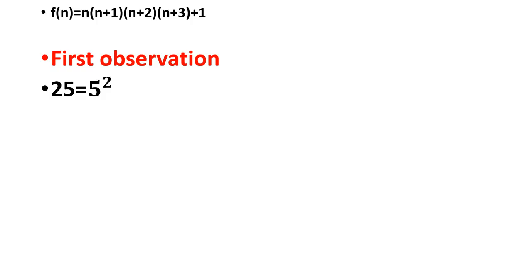The first observation I have is that 25 is equal to 5 squared, so it's a complete square. Then the first thing that came to my mind is whether it is possible to write f(n) as a complete square or not. I need to use a trick to make it a complete square, because if I do, the problem can be solved more easily.